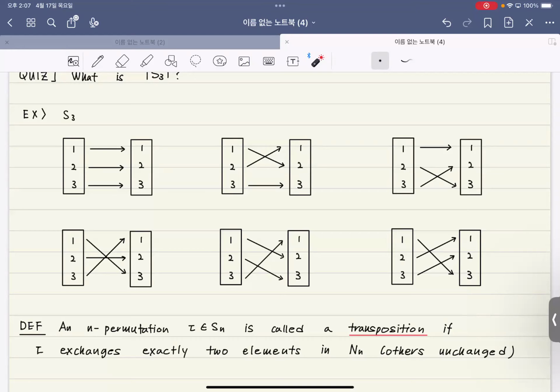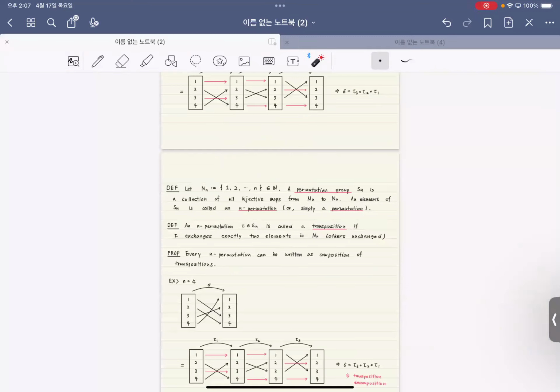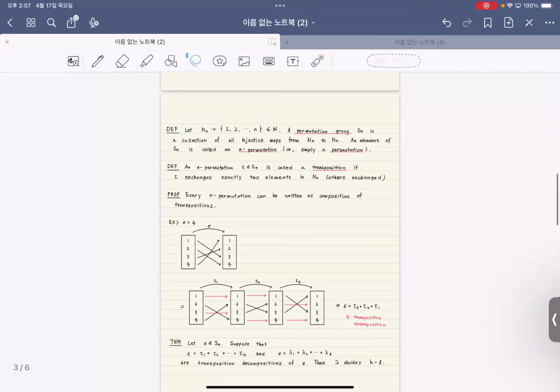I want to claim that these transpositions are very special things, and they are actually the building blocks of the entire S_n. So what does it mean? Why are they the building blocks?